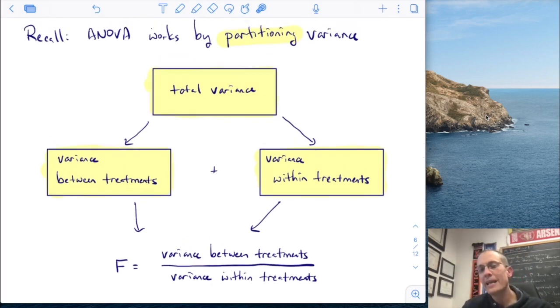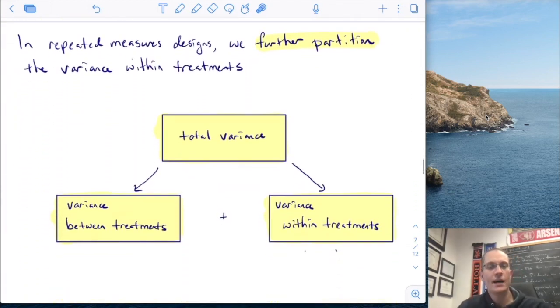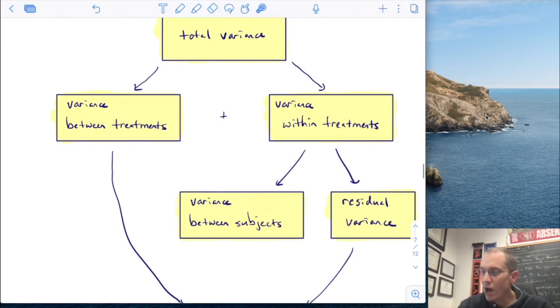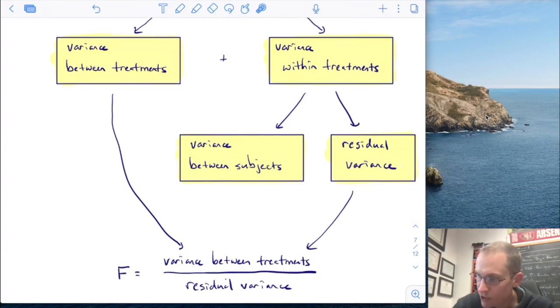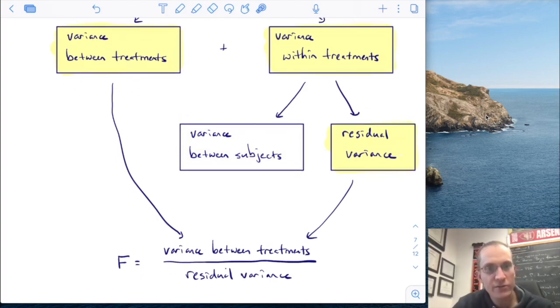So what do we do when we've got repeated measurements? Well, in repeated measures designs, we start the same place. We've got the total variance split into the variance between treatments and the variance within treatments. But the variance within treatments has another source. We're going to split that variance within treatments into the variance between the subjects themselves and then what's left over. So it's a further partitioning. Then we're essentially going to ignore that variation and compute our F ratio by taking the variance between treatments and dividing by what's left over, this residual variance.